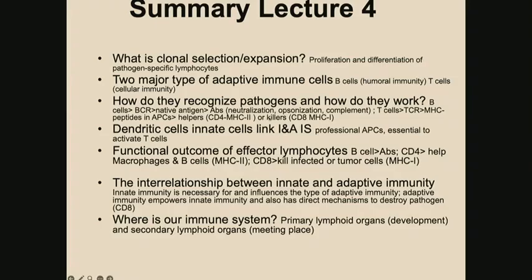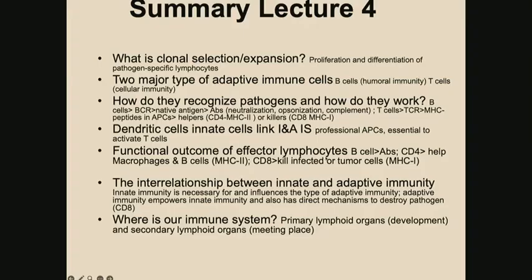I think that the CD8 T cells see MHC class 1, and their effector function is to kill infected cells. And it also is to kill tumor cells, okay? We said that dendritic cells link the innate and adaptive immune system. They are professional APCs and are essential to activate T cells. So if we don't have dendritic cells, we don't have activation of naive T cells.